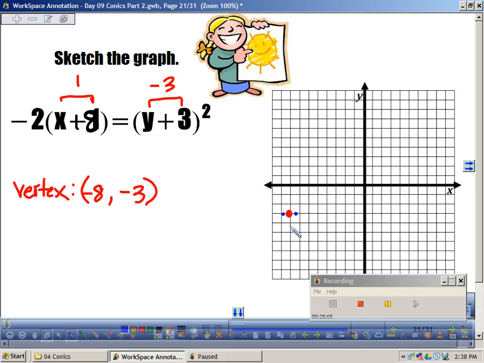I put it in the wrong spot. From the focus, I'm going to go out 1. See why I want to do the hardest one with you? Out 1, out 1.